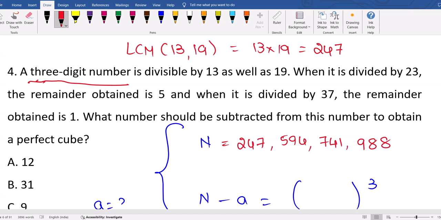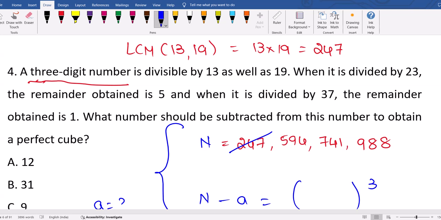Very simple, 247 is wrong. Why, sir? 23 times 10 is 230. 247 minus 230, what is extra? 17. We'll get remainder 17. But they said in the question you want remainder 5. So 247 is waste, it's not satisfying. When I divide by 23, I want remainder 5, but it is not satisfying that.